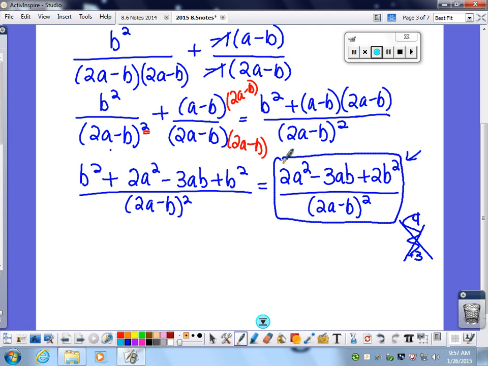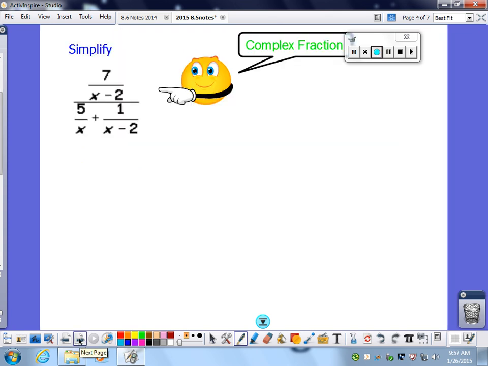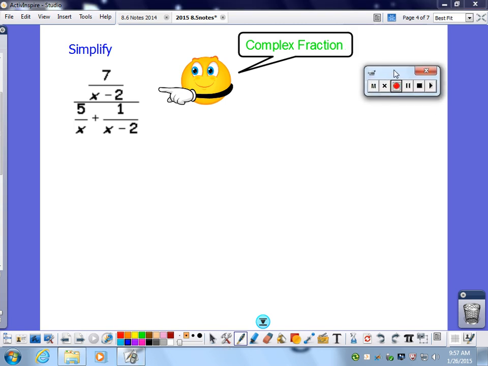All right, let's look at a new type of problem. This is called a complex fraction because it's a fraction over a fraction. We've got multiple fraction bars in here, and when we simplify, we're not allowed to leave it that way. We can't have all those fraction bars, so we have to get it down to a single fraction.